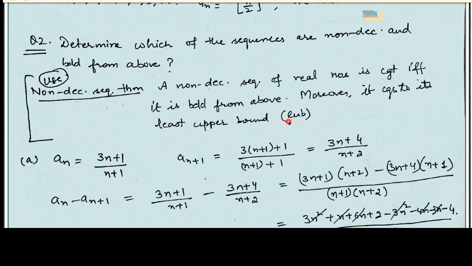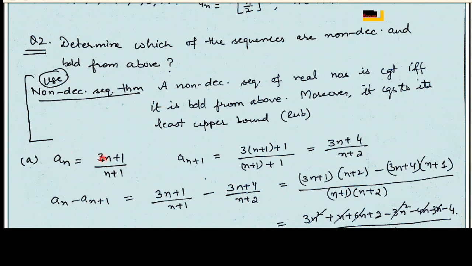Moreover, it converges to its least upper bound. So, first of all, we check the difference of the nth and (n+1)th term, whether it is less than or equal to 0 or greater than or equal to 0. Then we will find out the limit of it. If it is convergent, we will say our sequence is bounded from above.